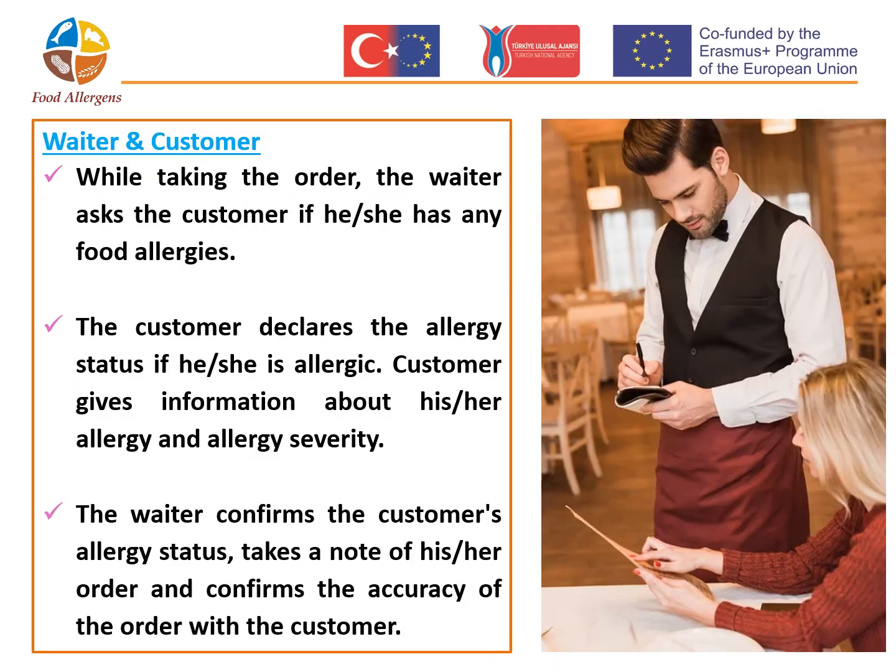Waiter and customer. While taking the order, the waiter asks the customer if he or she has any food allergies. The customer declares the allergy status if he or she is allergic. The customer gives information about his or her allergy and allergy severity. The waiter confirms the customer's allergy status, takes a note of the order, and confirms the accuracy of the order with the customer.